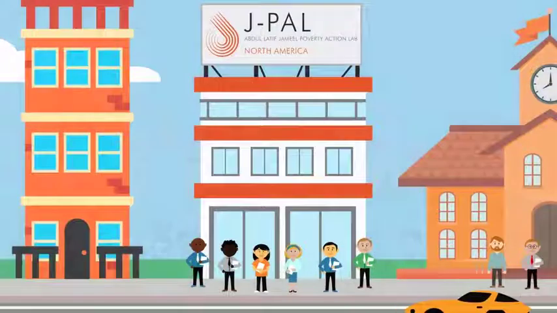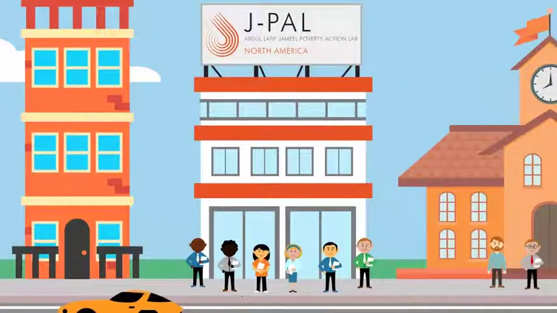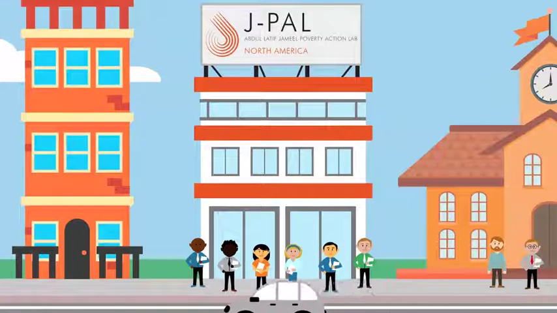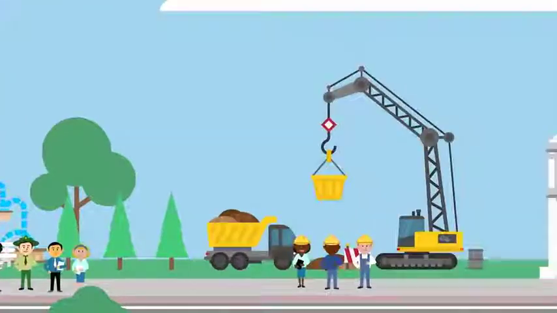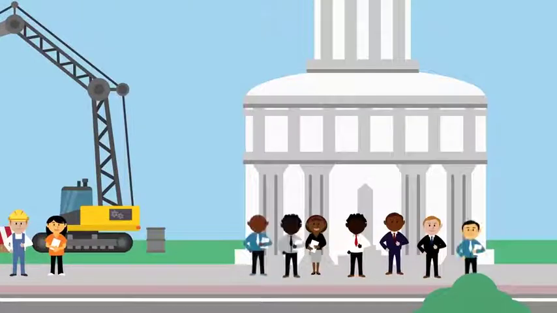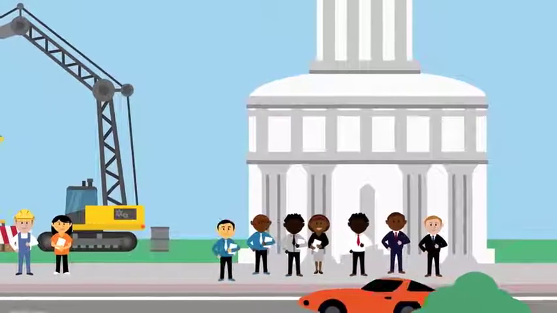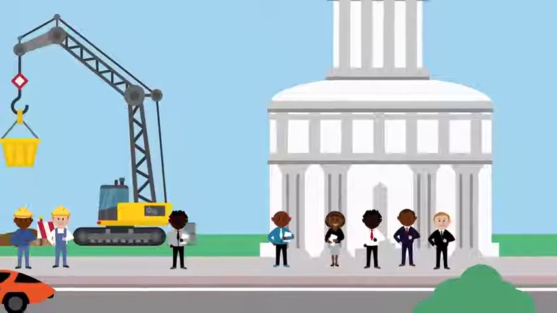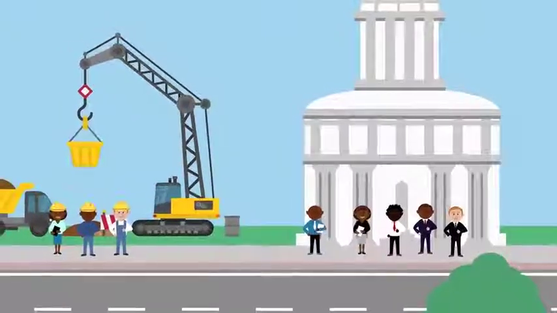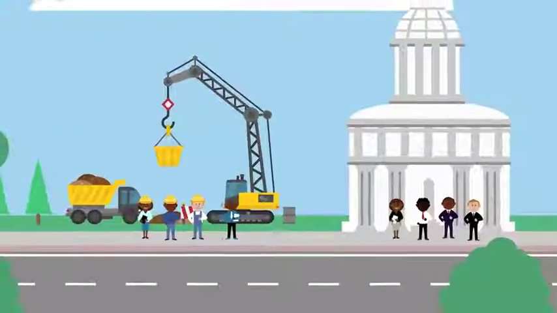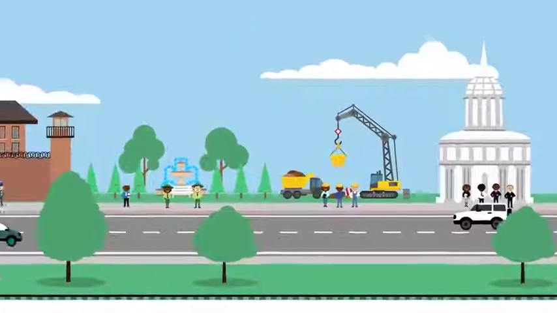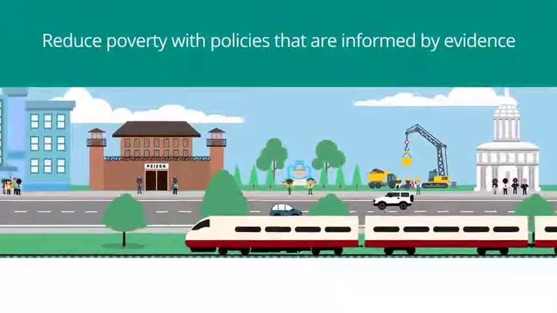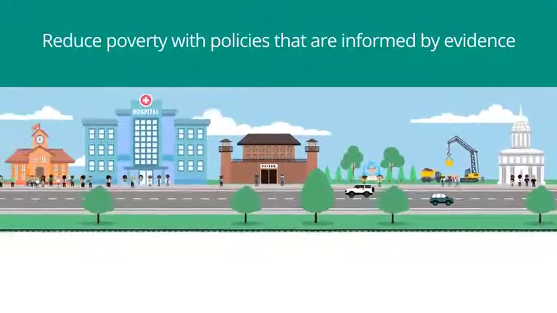We can extend this methodology to determine the effectiveness of other programs as well. At J-PAL North America, we evaluate programs in education, health, crime, environment, labor markets, and governance. When properly implemented, randomized controlled trials provide accurate and credible estimates of the impact of a program. This allows policymakers and program directors to roll out and scale up the most effective programs, and helps us reduce poverty with policies that are informed by evidence.